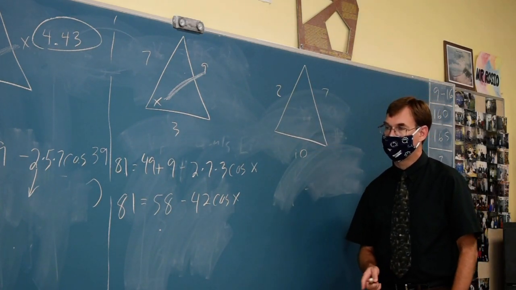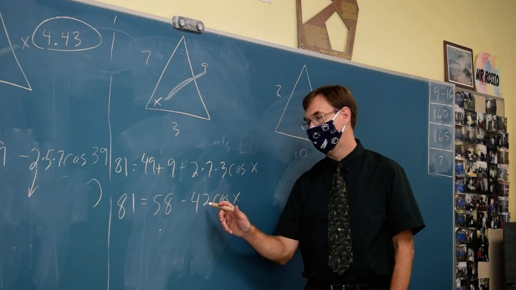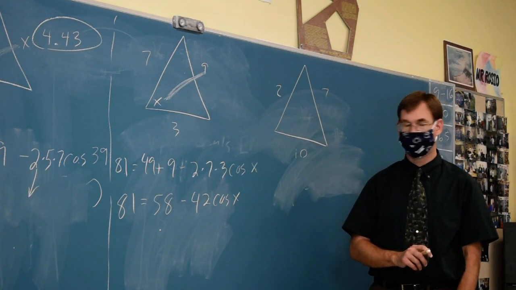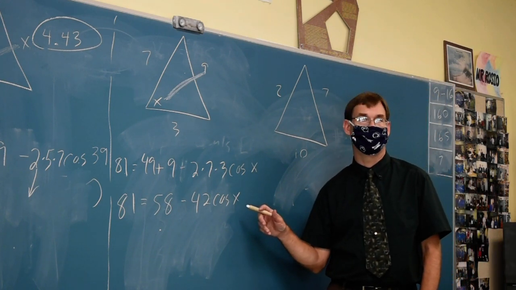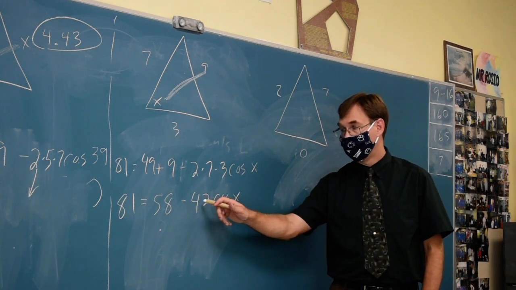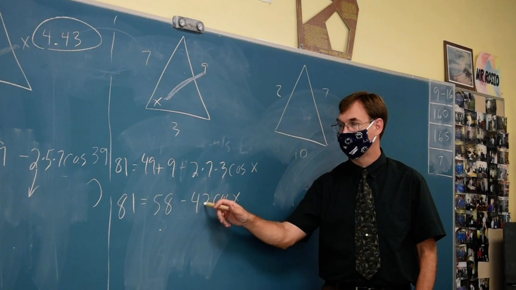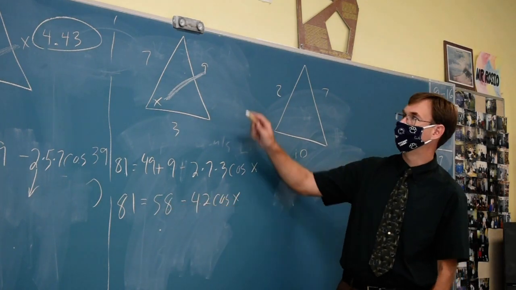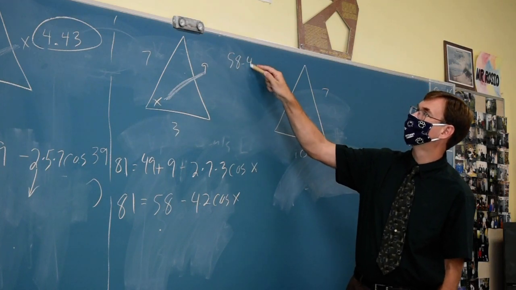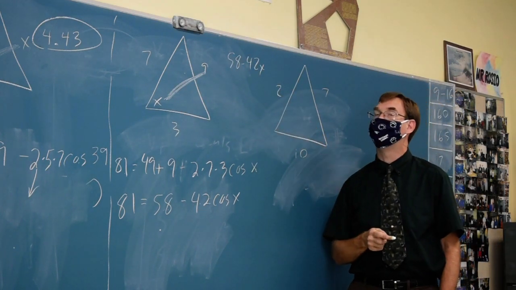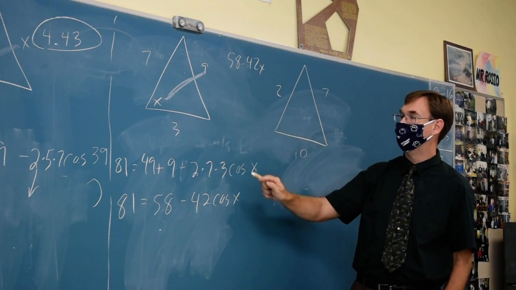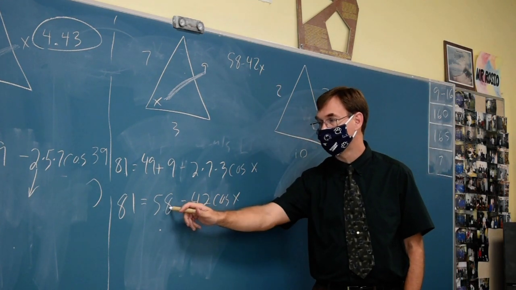Sometimes people will start yelling at me right now to do 58 minus 42 and start yelling stuff about 16, and I always say no, no, no. Why do I say no? 42 is multiplying cosine x. This is a trig version of unlike terms. Like in Algebra 1 days, you wouldn't try to combine those because they were unlike. This has an x and that doesn't. In trig days, these are unlike terms.